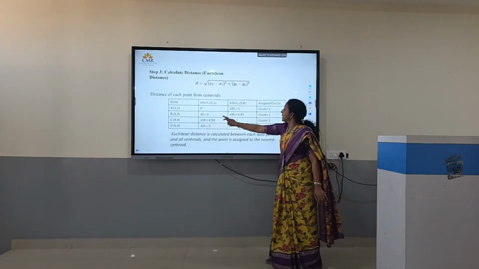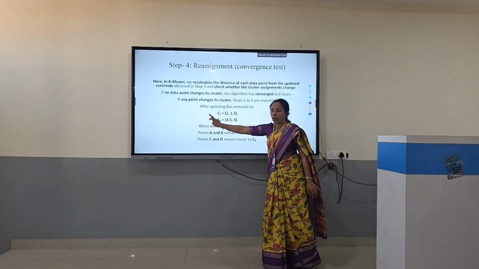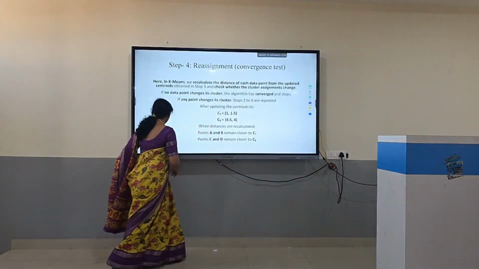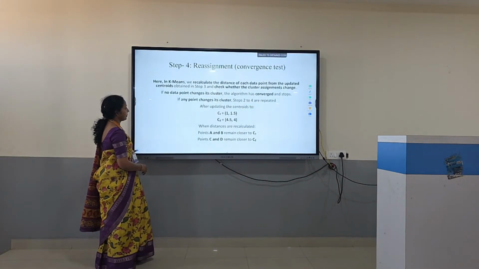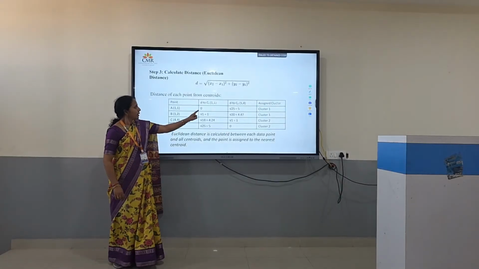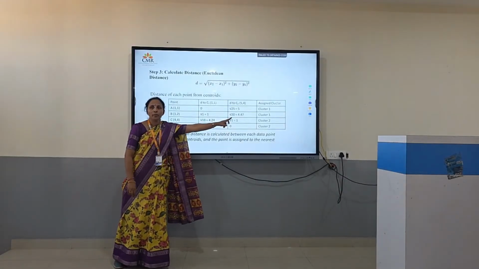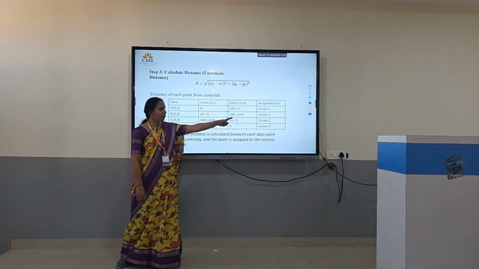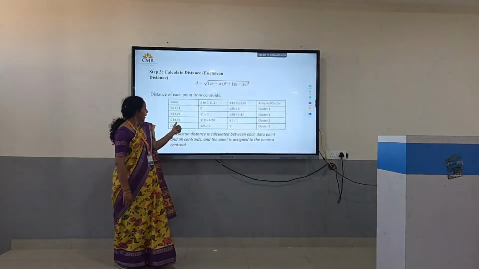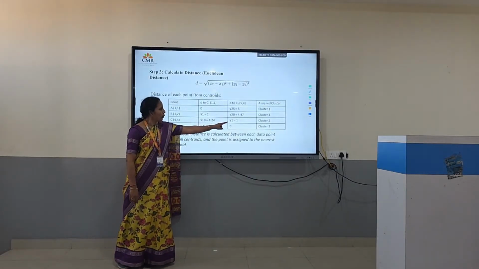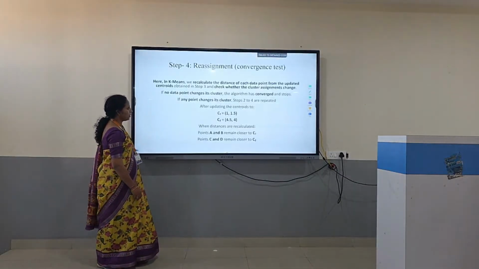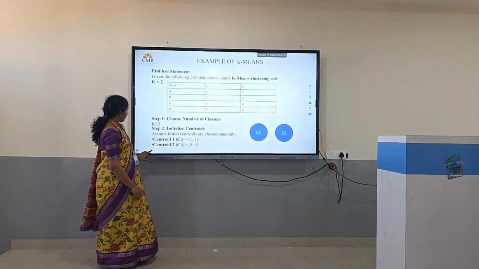Now based on the distance, see here, this is 1 and this is 4.47. Which one is less here? 1. So this data point moves to which cluster? Cluster 1. Next one, 4.241, which is less here? 1. So the data point moves to the second cluster.